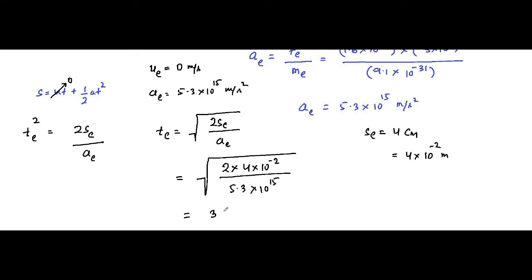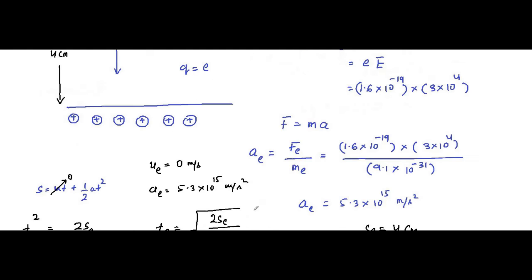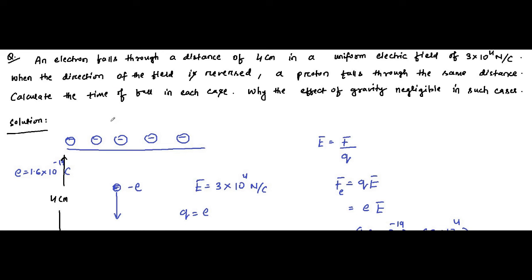3.9 into 10 to the power minus 9 seconds. That is the time of fall for the electron. Okay, that is the first case. This is the first case for electron.